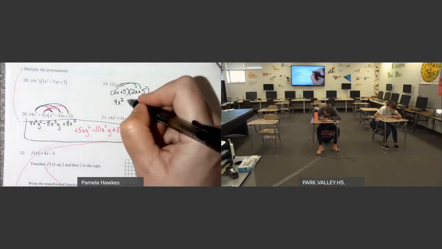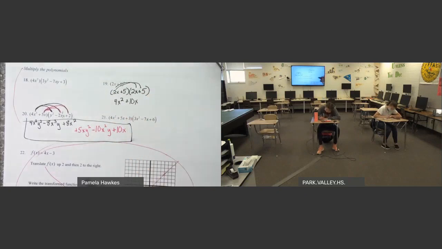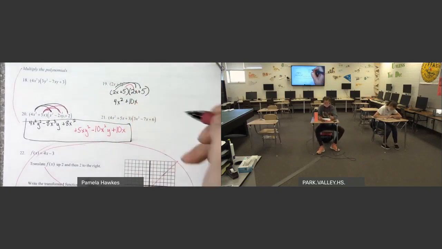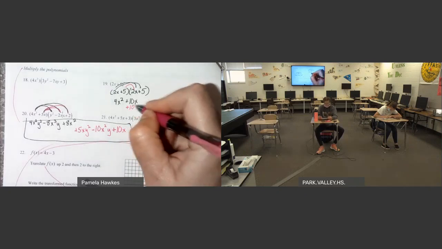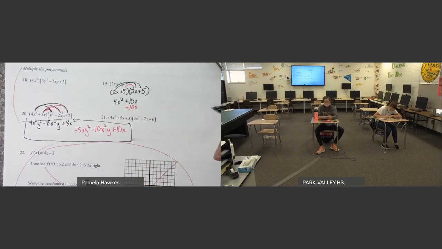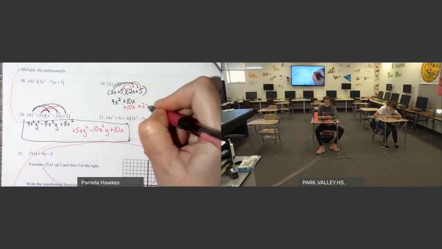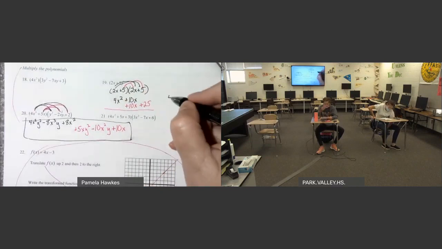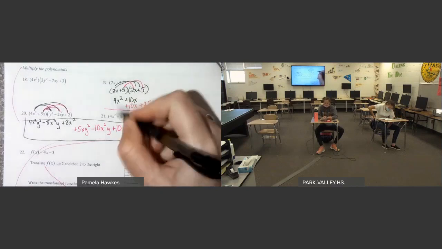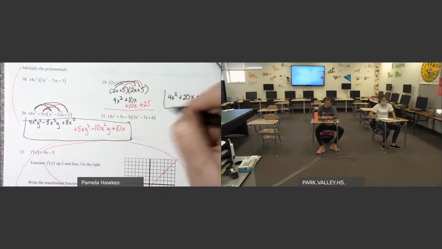Which is? Keep going. Which is? Can I put it under here? Okay. Which is? So my answer comes out to be 4x squared plus 20x plus 25.